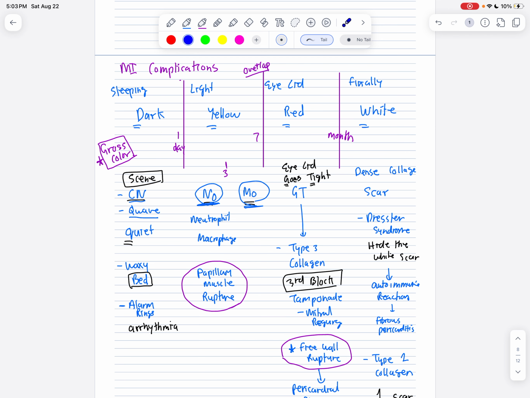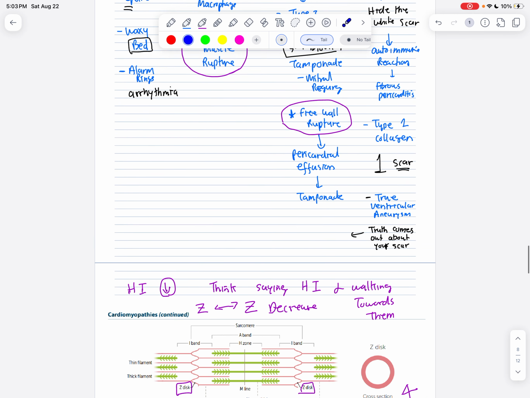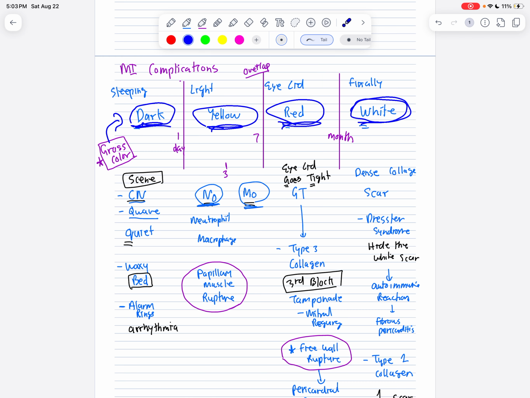So let me just give you a quick mnemonic for this. I've seen a couple of questions on TrueLearn when I was studying for my Step 1 exam there too. So this is high yield as well. Basically this is the mnemonic for the gross color of the heart. And just know these four things: dark, yellow, red, and white.